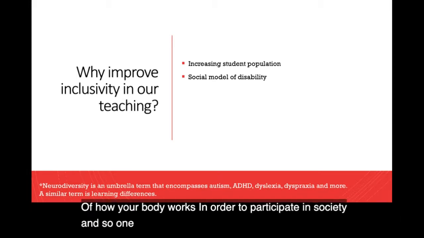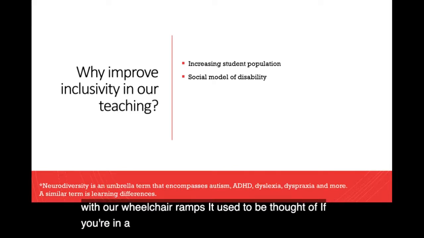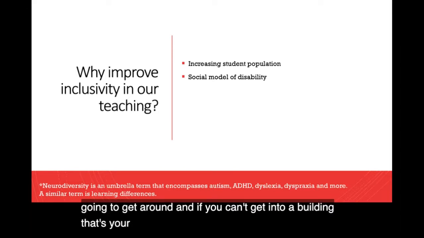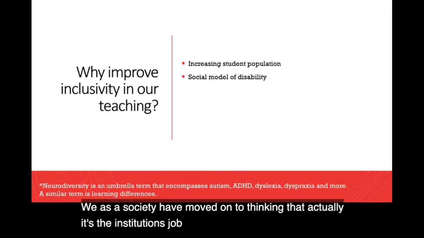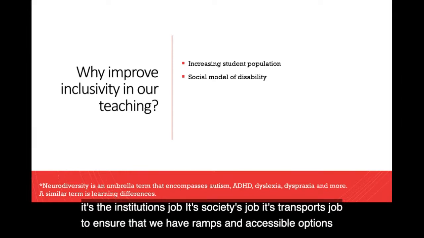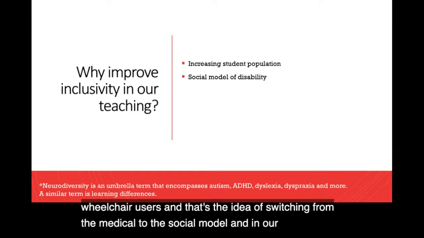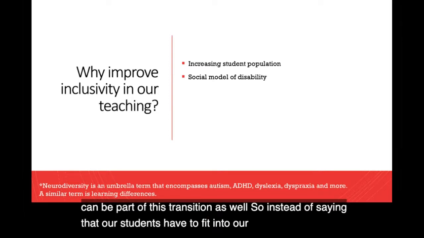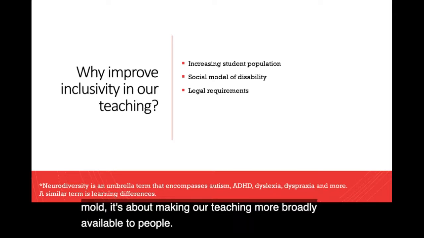So one really great example that we're all familiar with are wheelchair ramps. It used to be thought of, if you're in a wheelchair, well, you have to sort out how you're to get around. And if you can't get into a building, well, that's your problem. We as a society have moved on to thinking that actually it's the institution's job, it's society's job, it's transport's job to ensure that we have ramps and accessible options for wheelchair users. And that's the idea of switching from the medical to the social model. And in our teaching, we can be part of this transition as well. So instead of saying that our students have to fit into our particular mold, it's about making our teaching more broadly available to people.